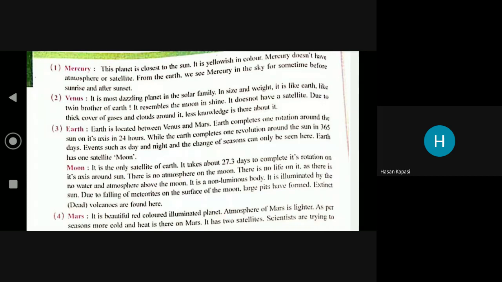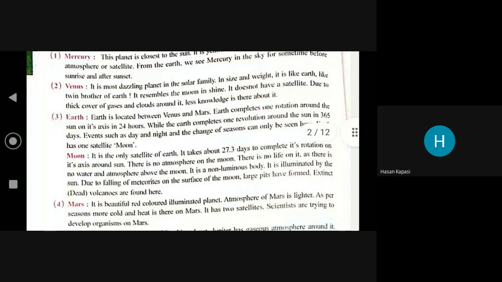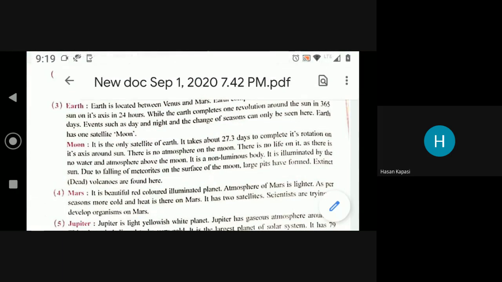Dazzling planet. Yes, in the solar family. It is a dazzling planet in our solar family. Its size and weight are like the Earth, like a twin brother of the Earth, and it resembles the moon in shine. It does not have a satellite due to the thick cover of gases and clouds around it. Very little knowledge of it is available to us.